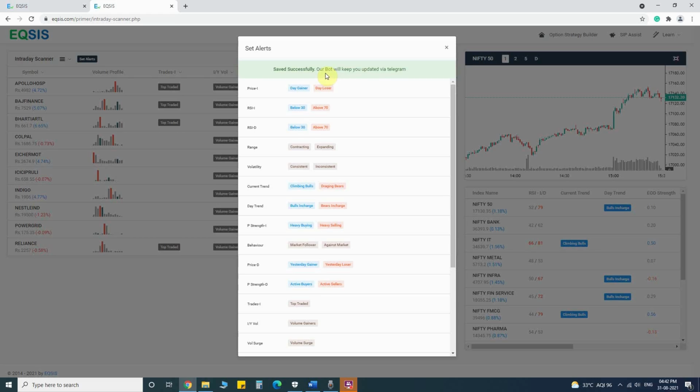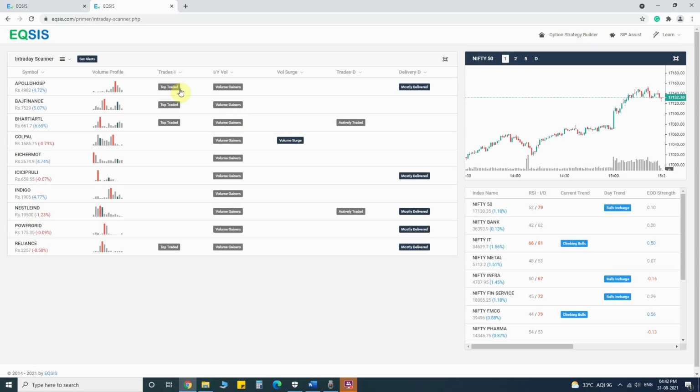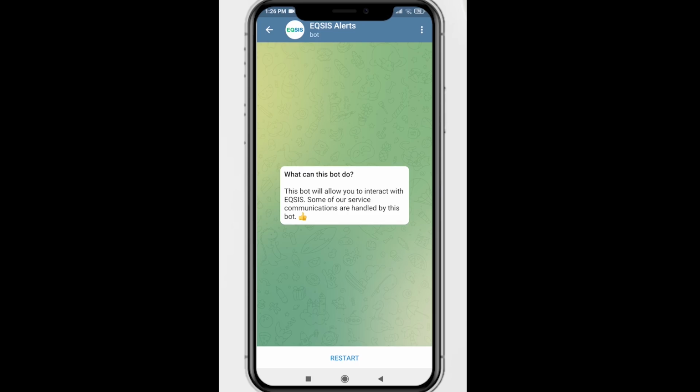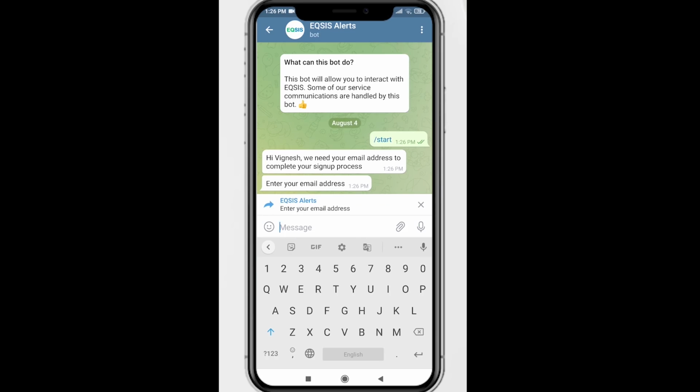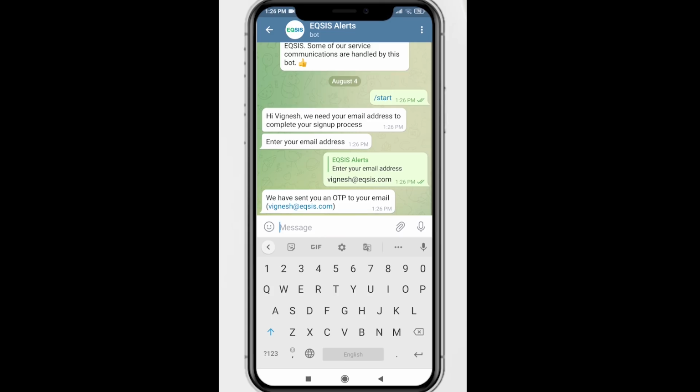a bot which monitors this very closely. And whenever you see a stock matching these three conditions, which are day gainer, top traded, and heavy buying, on my mobile phone with the Telegram app, I get a notification stating it is happening. So I'm just going to show you how you can open your Telegram, how you can search for the EQSIS alert bot, how you can start the service, and how you can enable it.